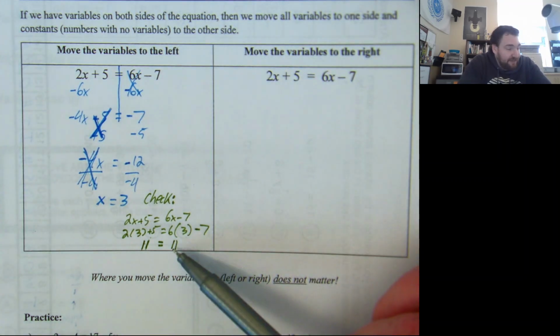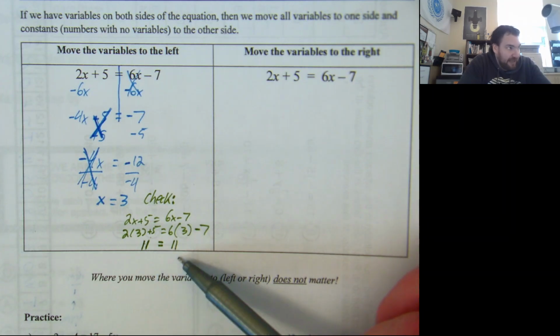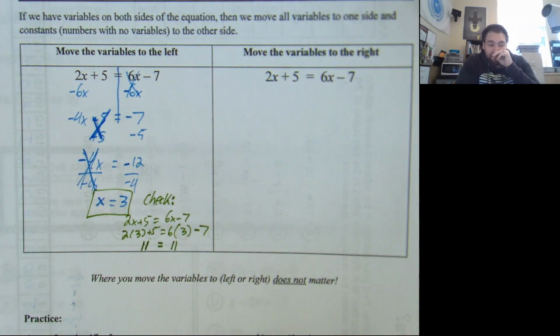And so because at the end of this check, we've got a statement that is true, namely 11 is equal to 11, that means this value must be correct. Cool. So that's what happens when we move all the variables to the left. Let's take a look at the same question, except I'm going to move all the variables the other way.